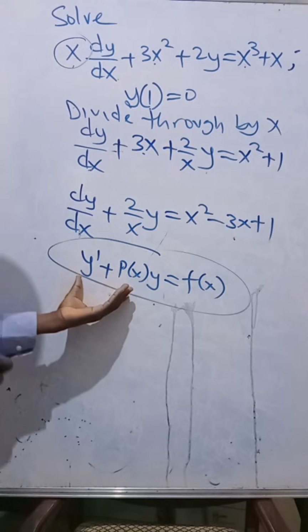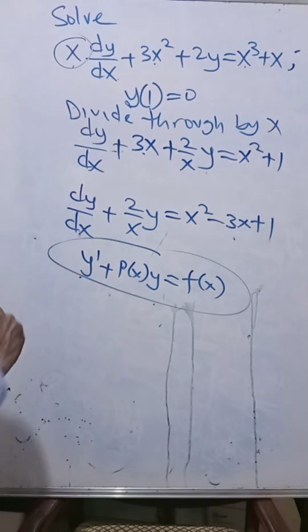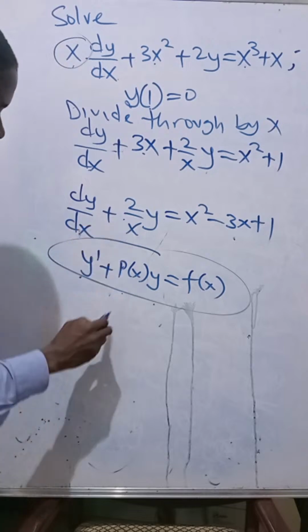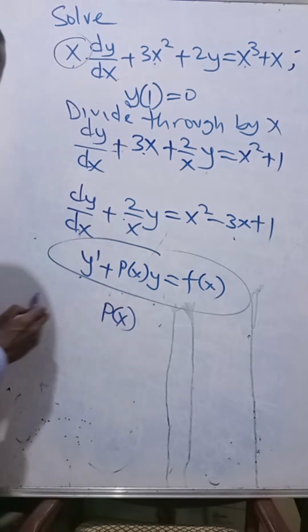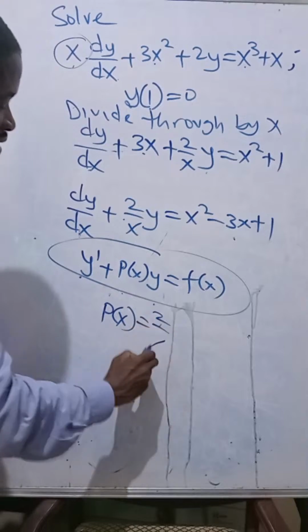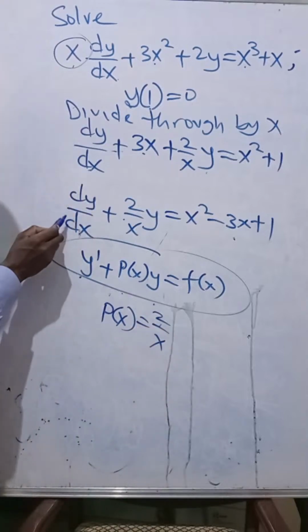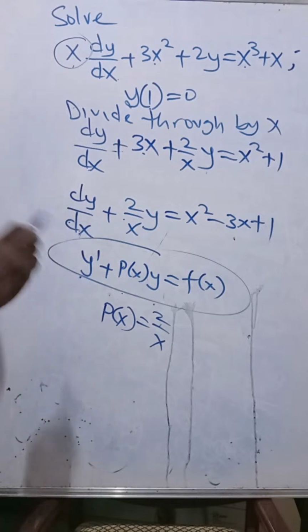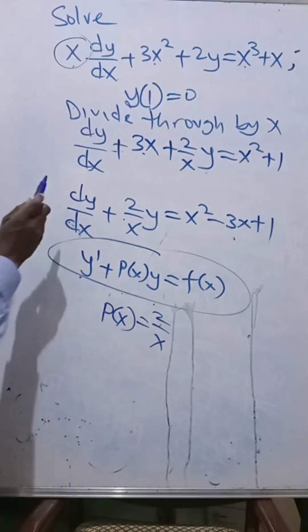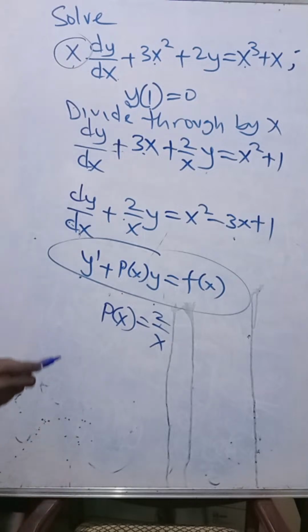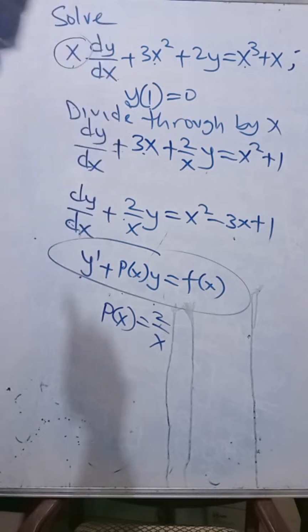Okay, so this is what we have here. If you correspond this to the standard form, your P of x is equal to 2 over x. And don't forget, there must not be any attachment to your dy/dx. That's what we have in this case.